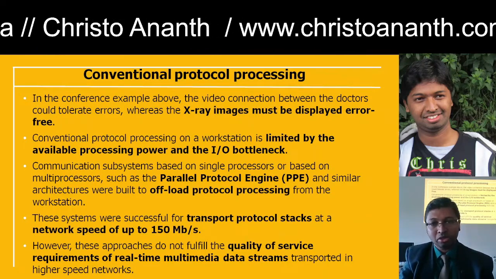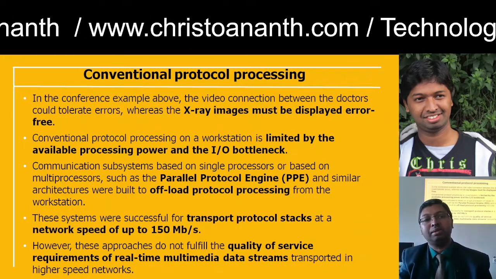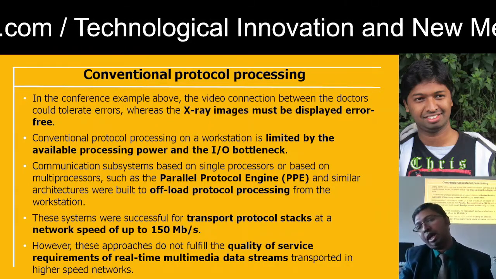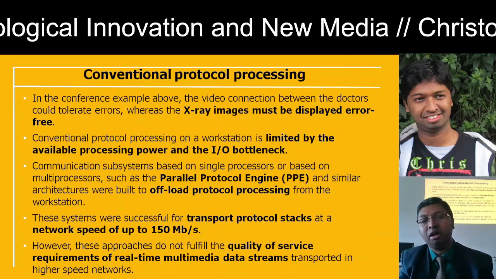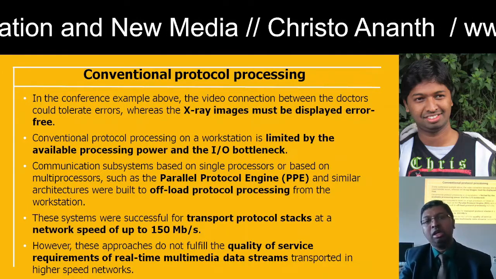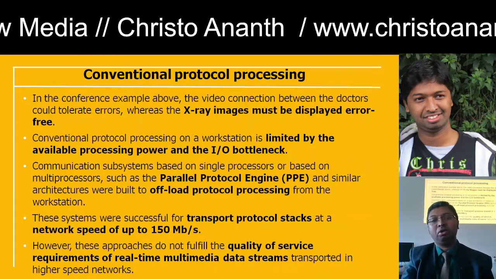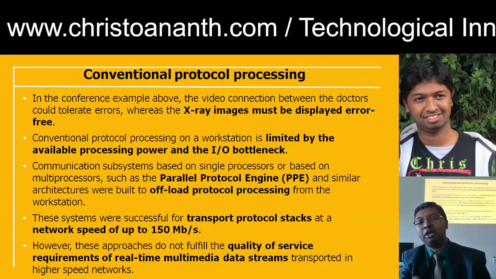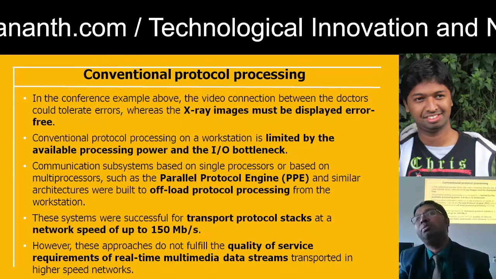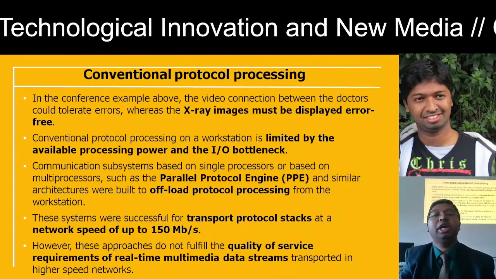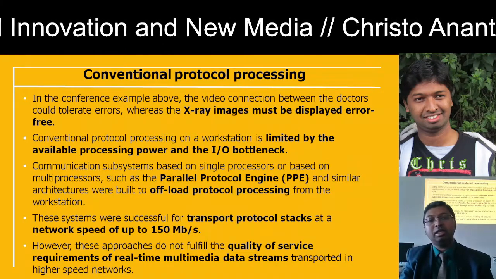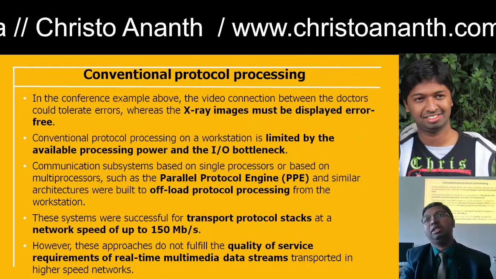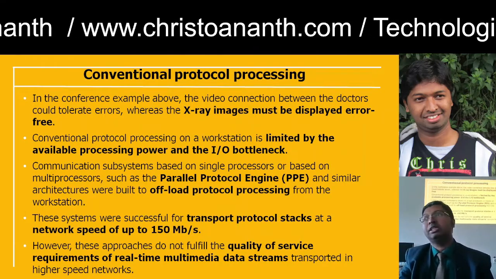For this, we would be using multiprocessors, called PPE, protocol engine, and similar architectures for offloading protocol processing. Whenever you use a PPE, for the transport protocol stacks, for a network speed of around 150 Mbps, it is found to be very good. That is the reason we use this PPE. But we cannot fully guarantee the quality of service, QoS. That is the major issue with high speed networks.